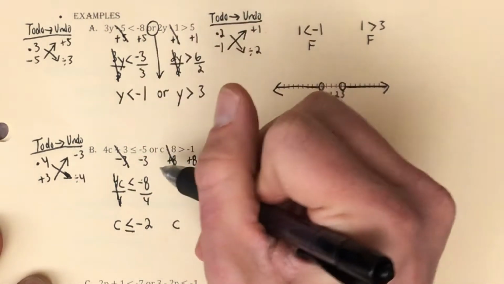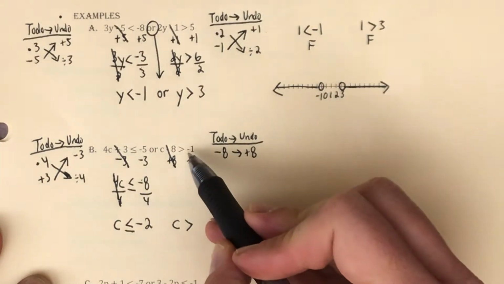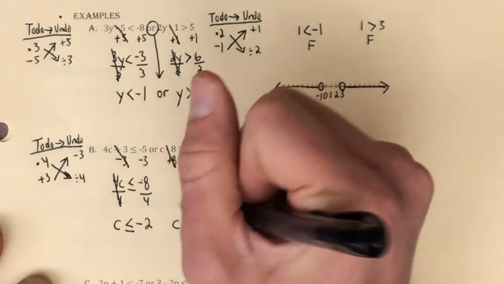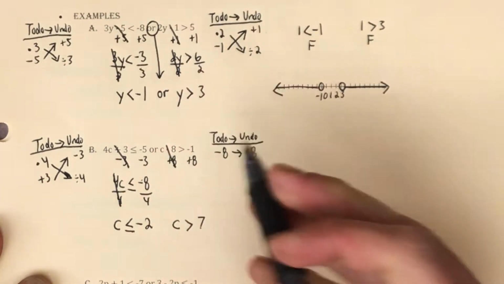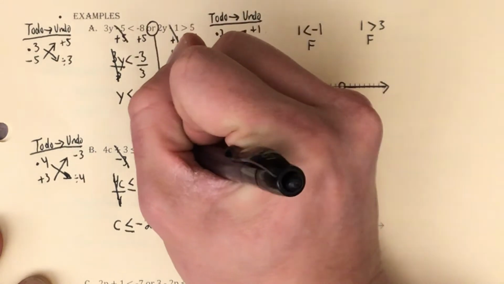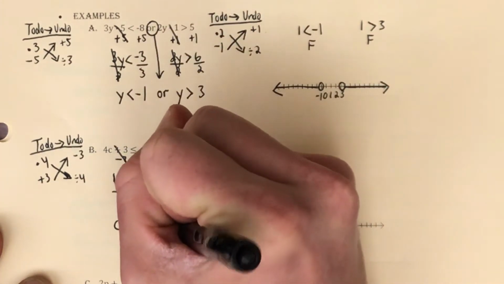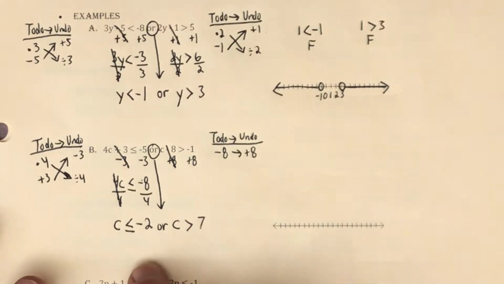And then because all I did was add, it does not change the inequality symbol, and then negative 1 plus 8 is positive 7. 1 bad guy, 8 good guys show up. And the reason I brought it all the way down to make it even is because, again, reminder, this is a compound inequality, so I need to bring the or down. So I've got C as less than or equal to negative 2, or C is greater than 7.